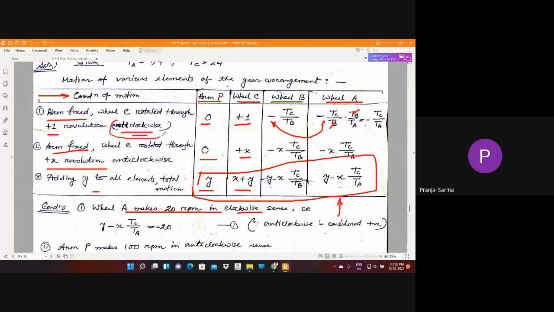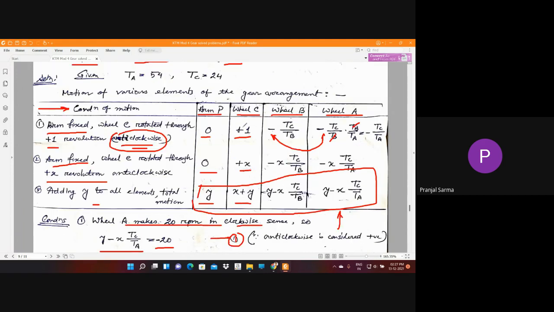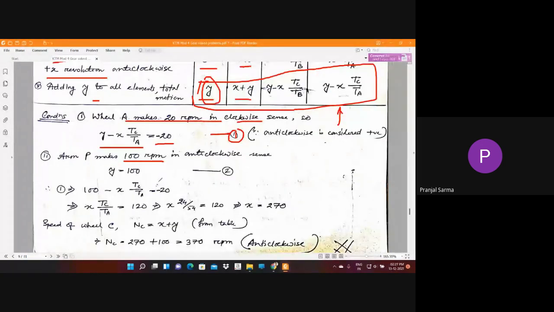We have considered anti-clockwise to be positive, so clockwise we have to consider negative. So y minus x into Tc by Ta equals minus 20, because anti-clockwise is positive and clockwise becomes minus. Next, about arm P, it is said that it rotates in the clockwise direction at 100 rpm. The arm motion is y, so y equals plus 100. Putting the value of y in equation 1, we get 100 minus x into Tc by Ta equals minus 20.